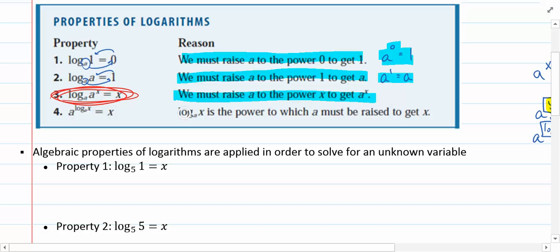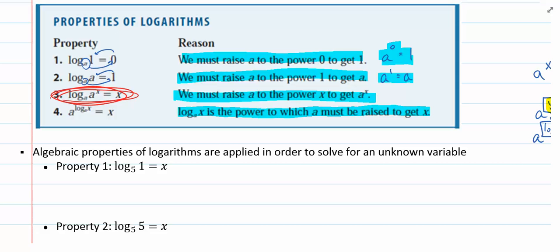The logarithm base A of x is the power to which A must be raised to get x. Let's see an example of each of these properties using some numeric values. In this problem, I have logarithm base 5 of 1, and that equals x. It would be just the same as if I asked you to evaluate logarithm base 5 of 1. Your job is to find out what x is.